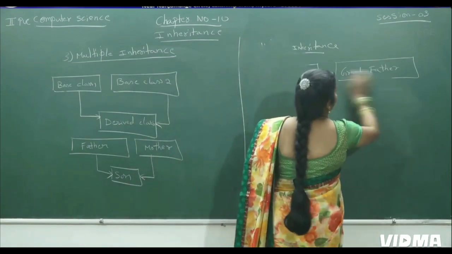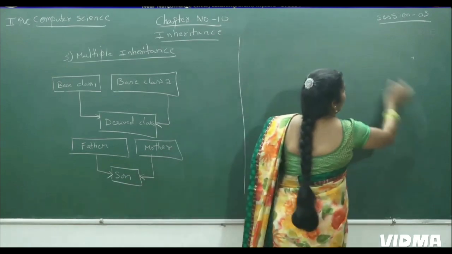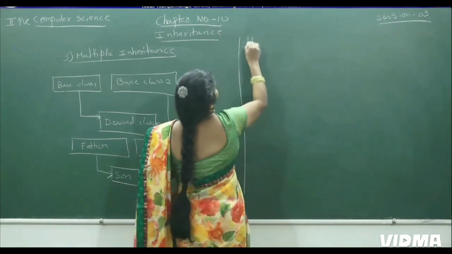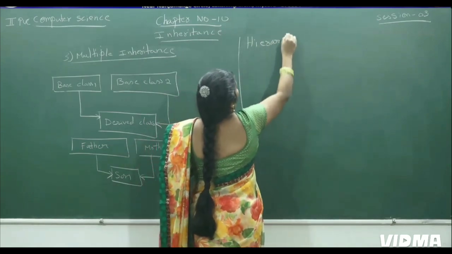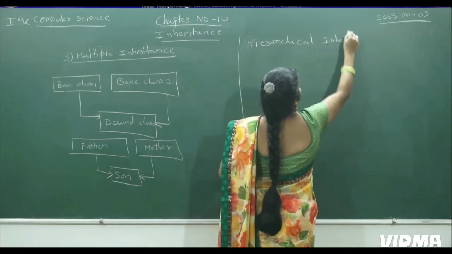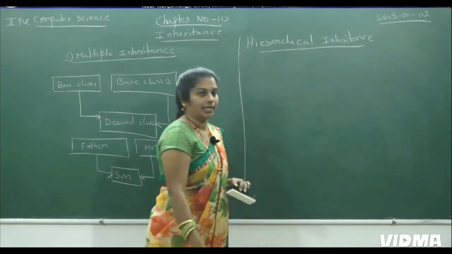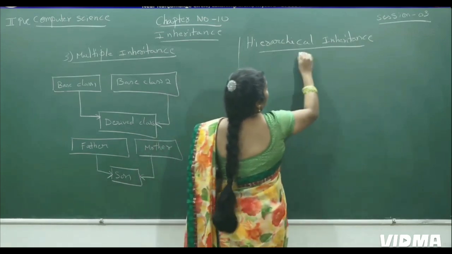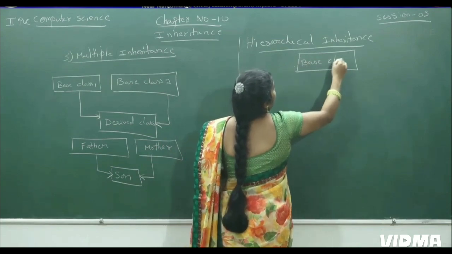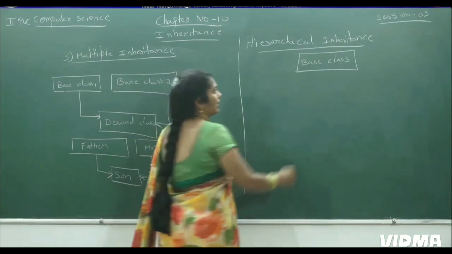Hierarchical inheritance. The next one is hierarchical. Then what do you mean by this hierarchical inheritance? In hierarchical inheritance, we have only one base class. From that, we have multiple derived classes.